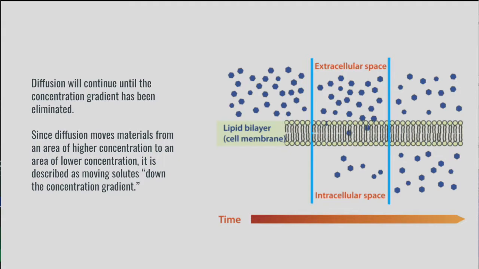So here you can see that we have a high concentration of those blue solutes in the extracellular space. So diffusion is going to continue until that concentration gradient has been eliminated, so until there's an equal number of those blue solutes on both sides of the cell, inside and outside. So you can see it's just going to diffuse across the cell membrane and enter into the intracellular space. Now, since diffusion moves materials from an area of higher concentration to an area of lower concentration, it is described as moving solutes down or with the concentration gradient. You can see in the end, we will have an equilibrium established and an equal number of solutes on both sides of that cell membrane.